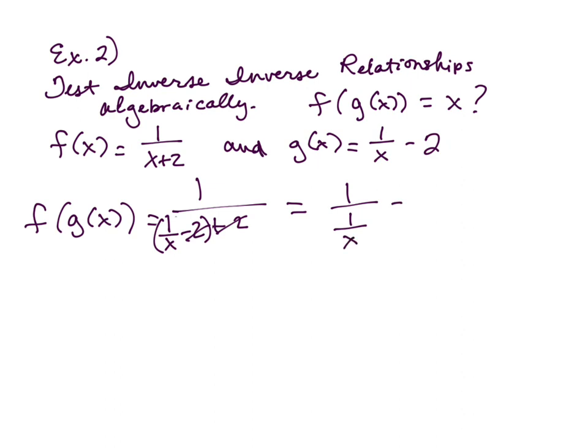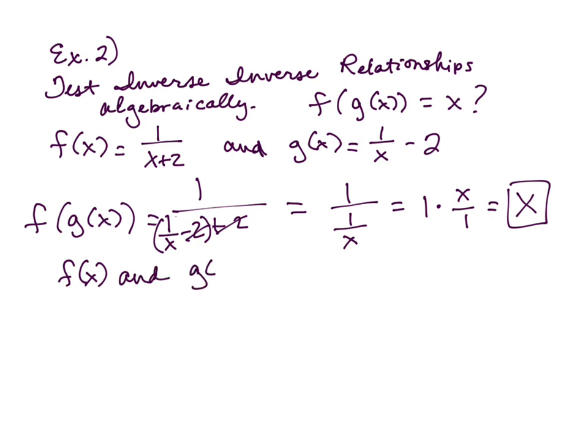When I divide by a fraction, I actually multiply by its reciprocal. Well, what's the answer to 1 times x? x. Do you see how the composition led to x? What that means is these are inverse functions. f of x and g of x are inverses.